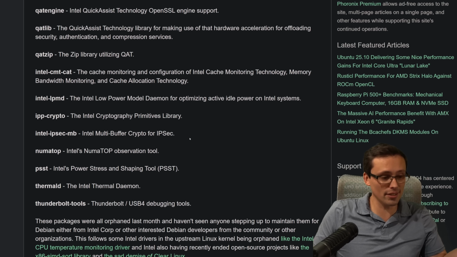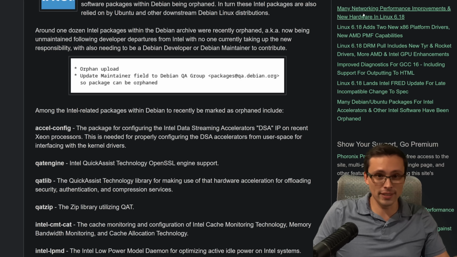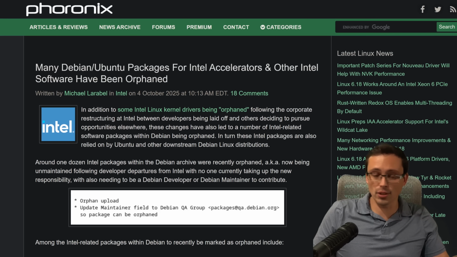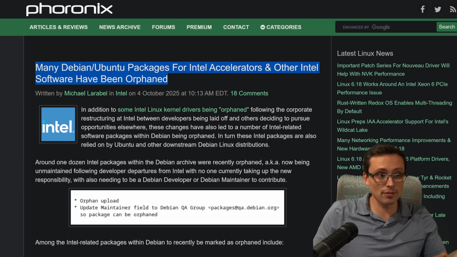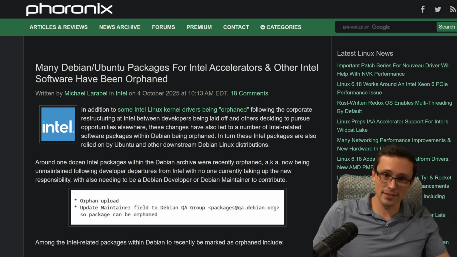So this Phoronix article then lists what some of these are that are now orphaned, but that kind of sucks. So just showing that there's definitely some fallout from the loss of a bunch of Intel employees, which is a bad thing for all involved. Anyway, I really hope Intel starts to be competitive again and starts to thrive and can rehire some people.